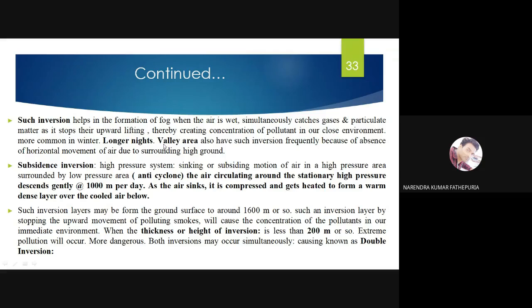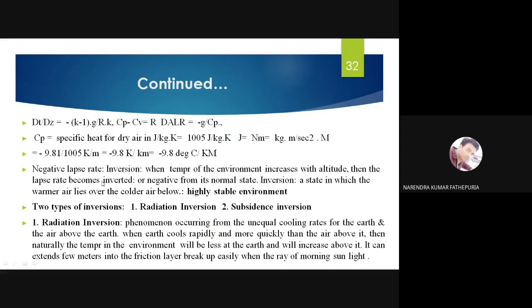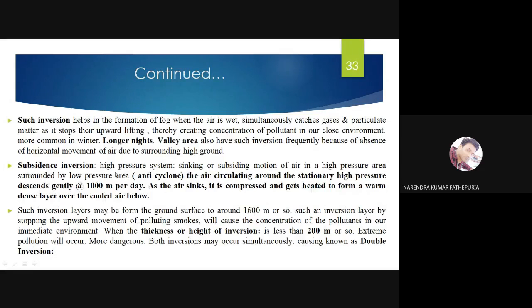In valley areas also, this is very common. Radiation inversion is very common in valley areas. What will happen? Valleys also have such inversions frequently because of the absence of horizontal movement of air due to surrounding high ground. Okay, so that is the radiation inversion process, and then second is the subsidence inversion.